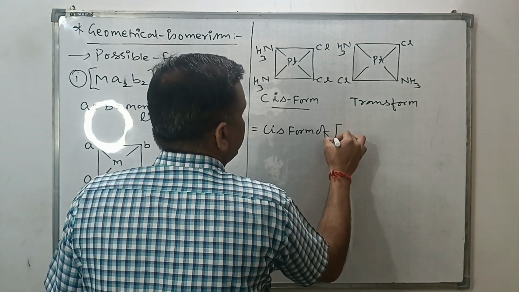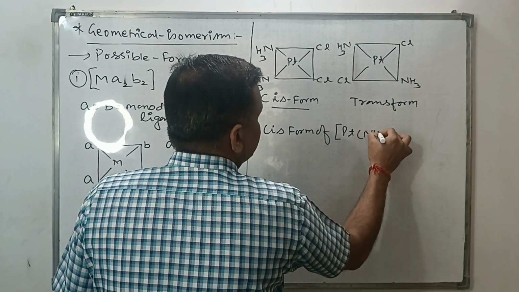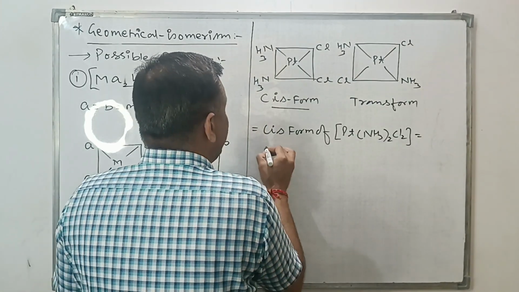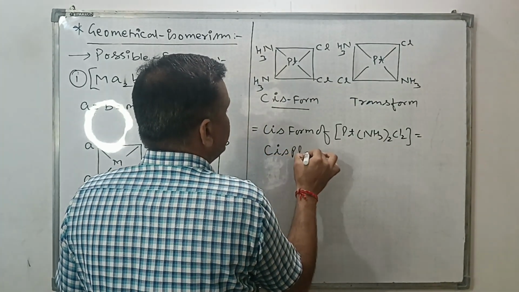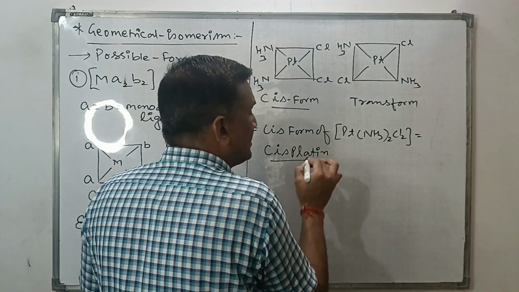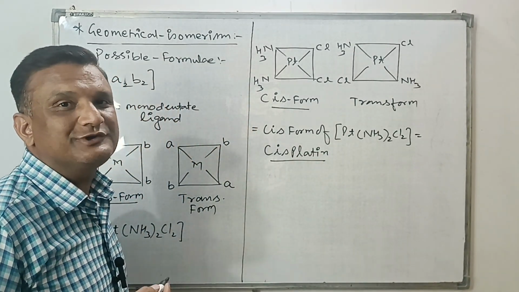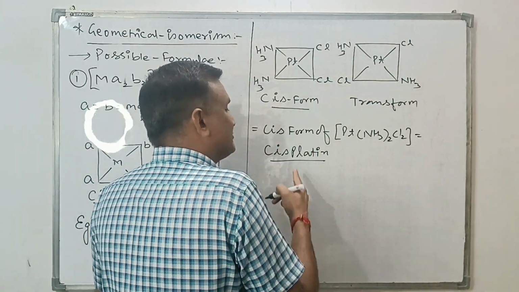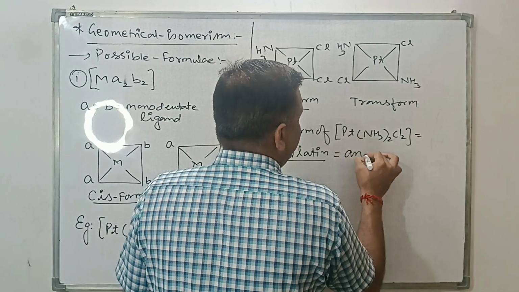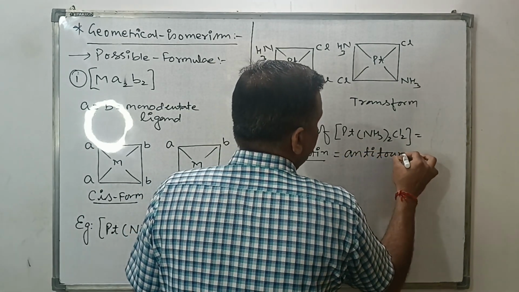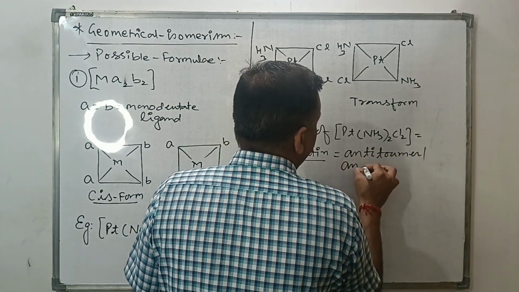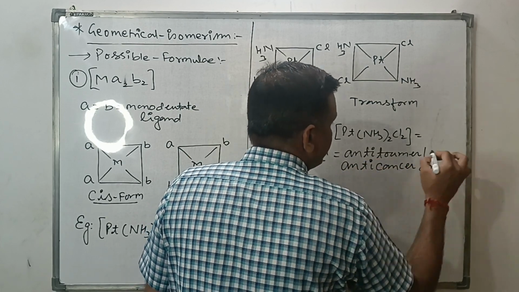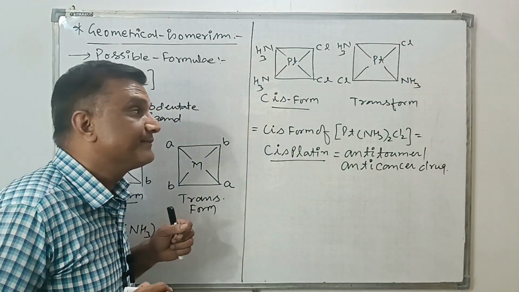If you go with the cis form of Pt(NH3)2Cl2, this is called cisplatin. Cisplatin. It's a very important question regarding uses of coordination chemistry. The cis form of Pt(NH3)2Cl2 is called cisplatin and it is used as an anti-tumor or anti-cancer drug. It's a very important use.